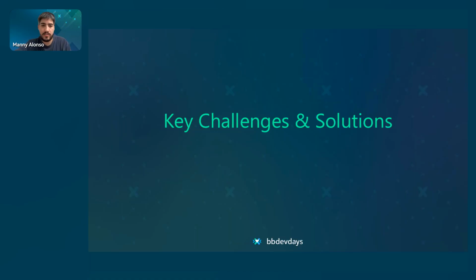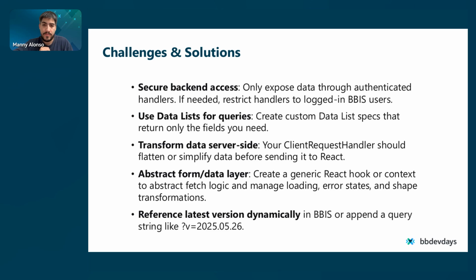So, some challenges and solutions that we faced. Secure backend access: we want to make sure that we're only exposing data to authenticated users. So we use JSON web tokens to restrict that, and BBIS has roles. So we assign roles to new users to make sure that the pages they're accessing, they can actually access.